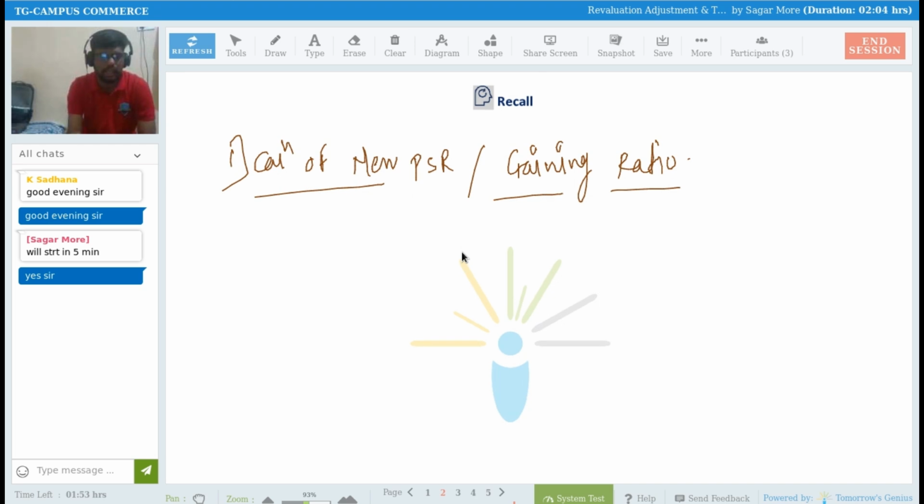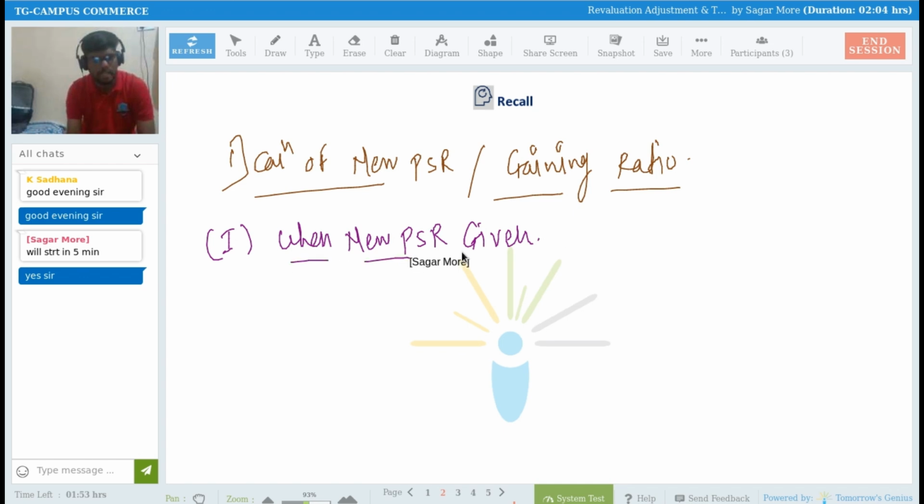Then calculation of new profit sharing ratio and gaining ratio. There are different levels by which we have to calculate. So first thing is when new PSR is given. I'm just revising what we finished in the previous session. When new PSR is given to you, you just have to calculate gaining ratio. So what is the gaining ratio formula? Gain ratio is equal to new share minus old share. Right, Parsarthi, Sadhna, Dhanashri?